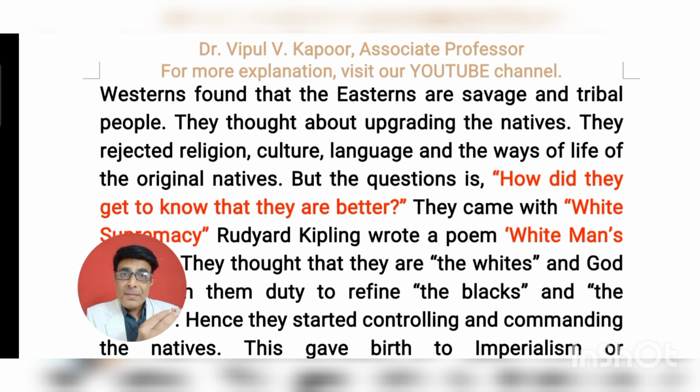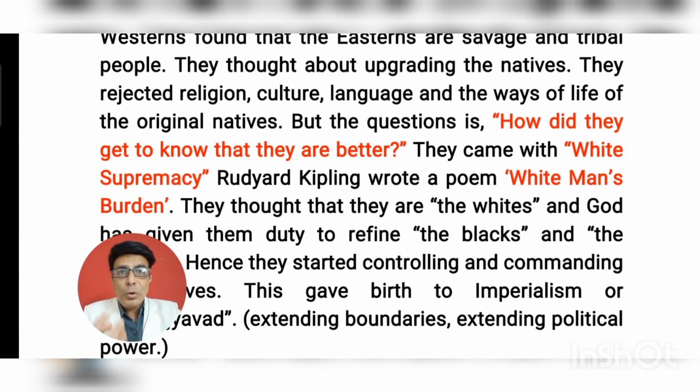Okay, so the Western people had a feeling of supremacy, white supremacy, among them. They believed that we are supreme and these people are illiterate and savage and we must teach them some manners. We must give them a new religion, a new language, a new culture. But the question is, how did they get to know that they are better? Who told them that whites are better?